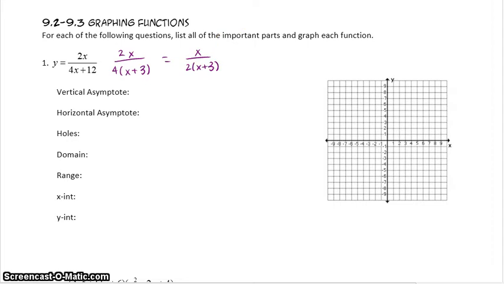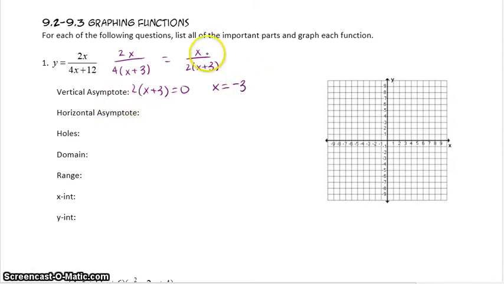Alrighty, so to find our vertical asymptote, all we do is set our denominator equal to 0. So when we do that, we'll have 2 times x plus 3 equal to 0. When we solve, we divide by 2. So 0 divided by 2 is 0. So if x plus 3 equals 0, that'll give us a vertical asymptote of x equals negative 3.